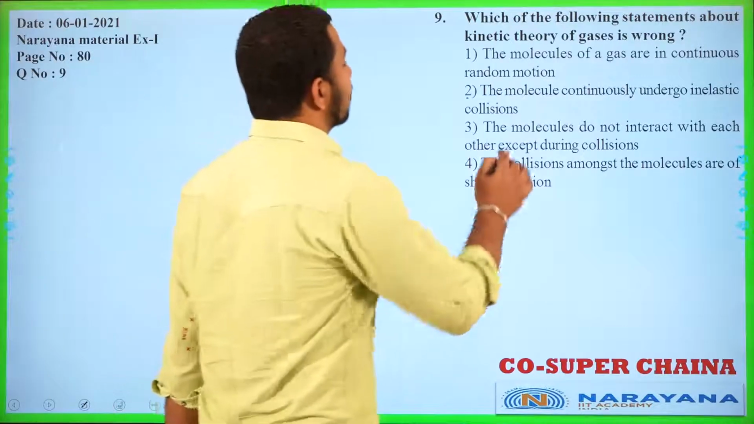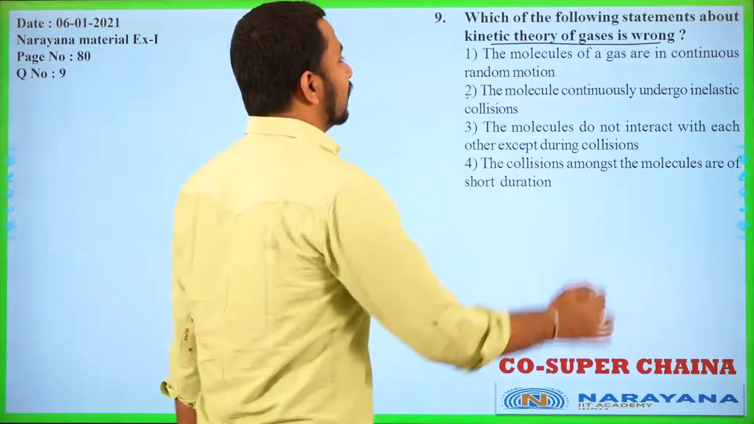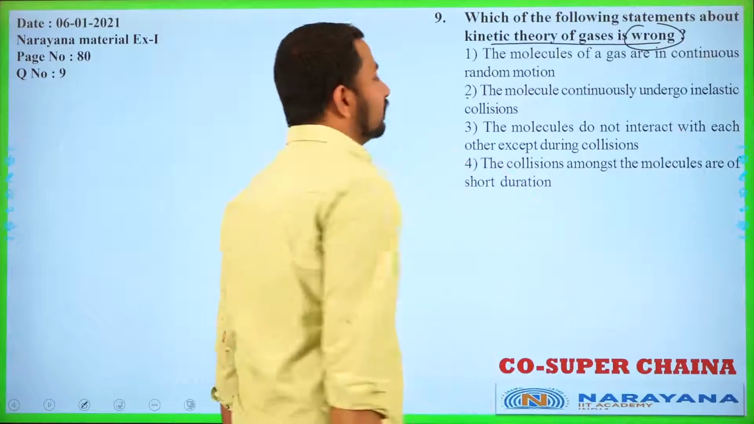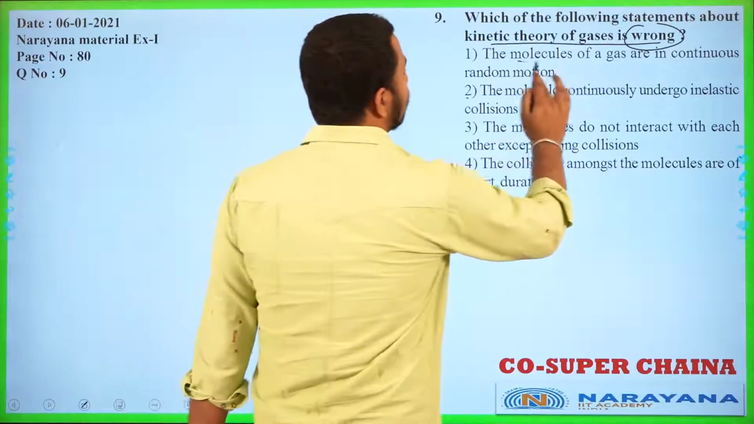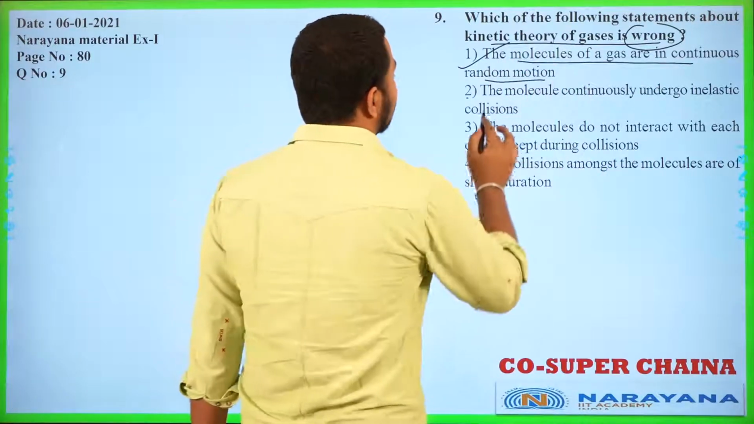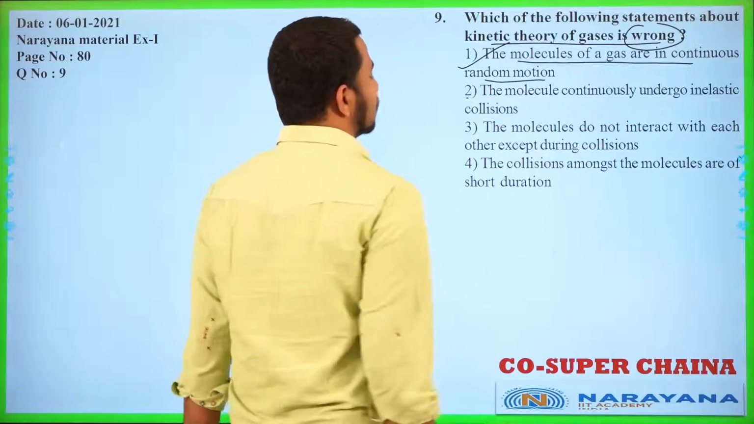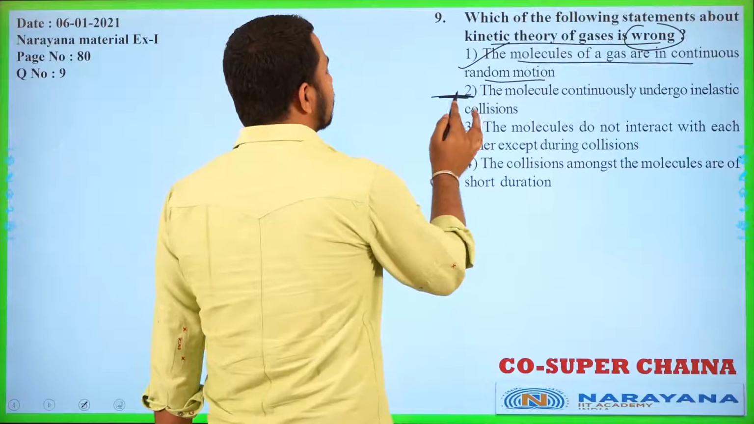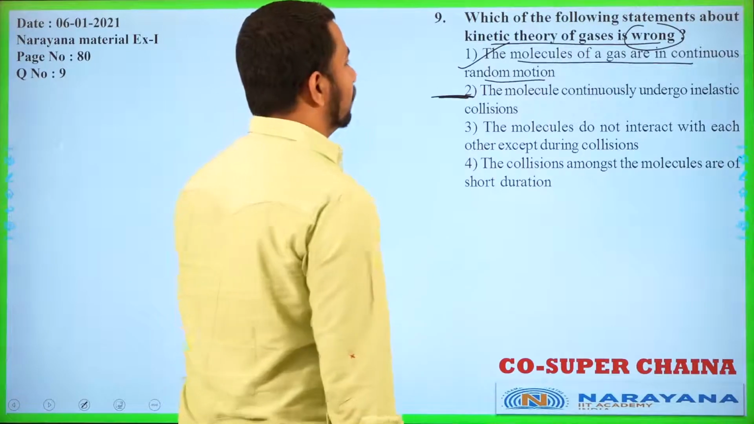Which of the following statements about the kinetic theory is incorrect? Mind it, the answer you have to check is which of the following is incorrect. The molecules of a gas are in continuous random motion. This is correct, obviously. The molecules continuously undergo inelastic collision. This is not correct. So we have to check which of the following is wrong.